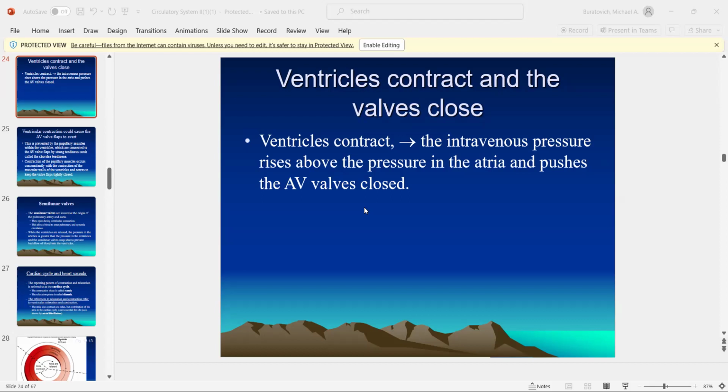Ejection fraction is the percentage of the blood that's pumped out. So it'll be the stroke volume divided by the EDV. That gives you a percentage because the units will cancel. You get a decimal fraction, multiply by 100, and you get a percentage.